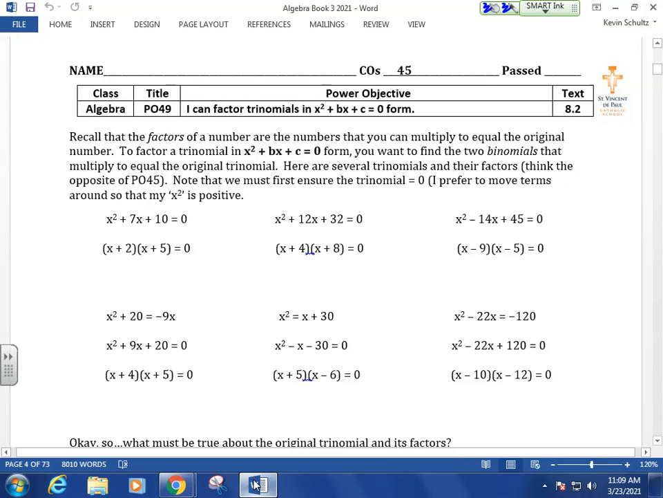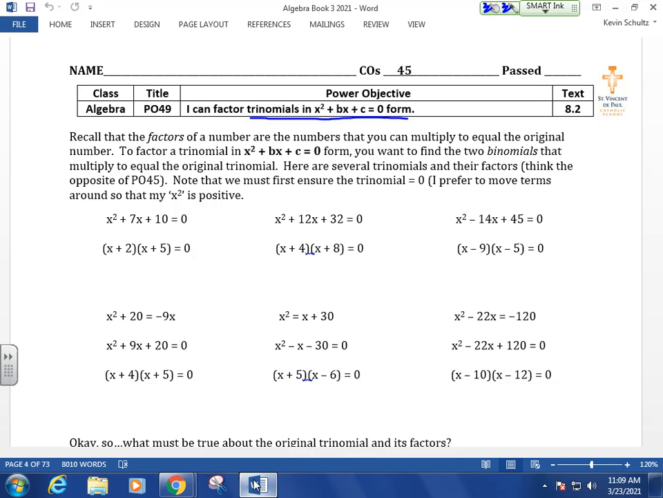We are starting Unit 7, which is a real short unit. It's kind of an intro unit to parabolas. It's a precursor to quadratic equations and parabolas. And we're starting with PO49, which is factoring a trinomial in x squared plus bx plus c form.